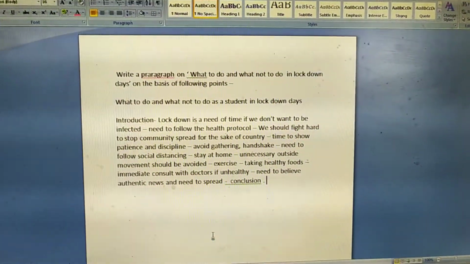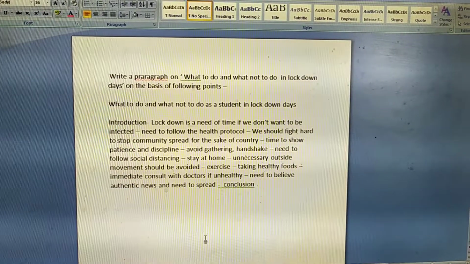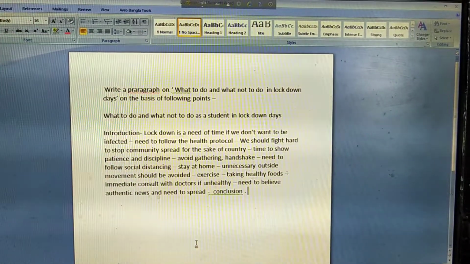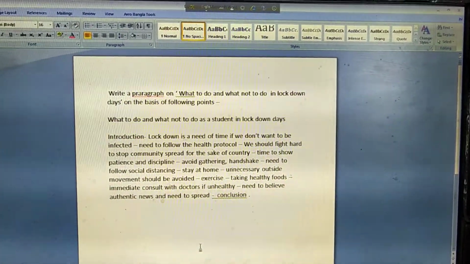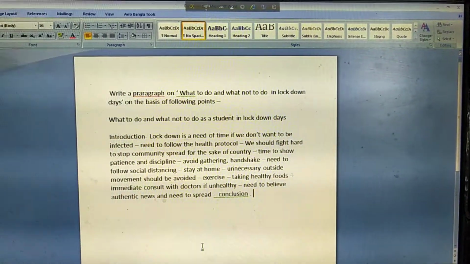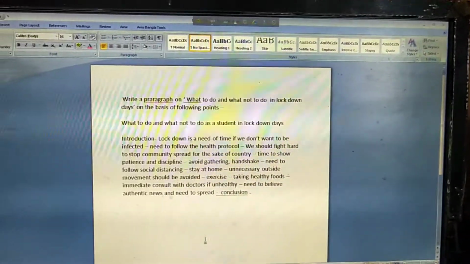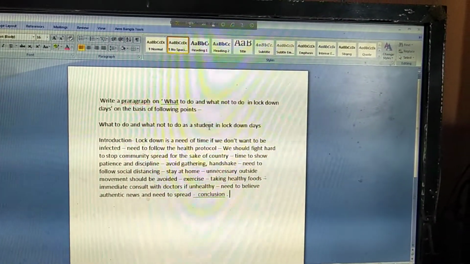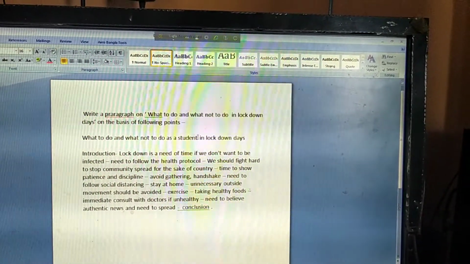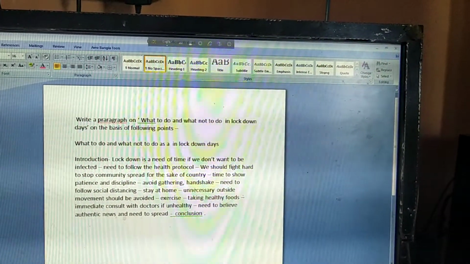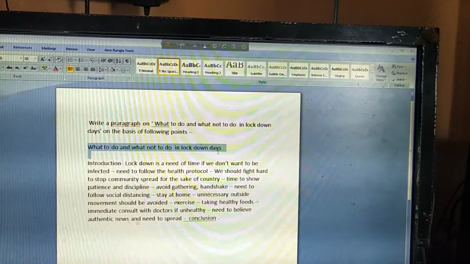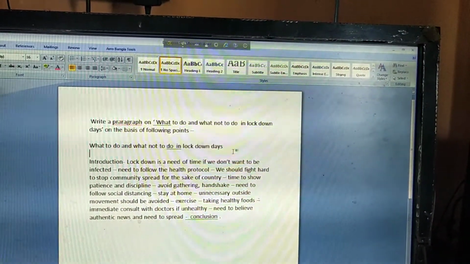Suppose you have to write a paragraph. The paragraph is about what to do and what not to do in lockdown days. So the heading will be: what to do and what not to do in lockdown days. "As a student" should be removed. That will be only the heading: What to do and what not to do in lockdown days.